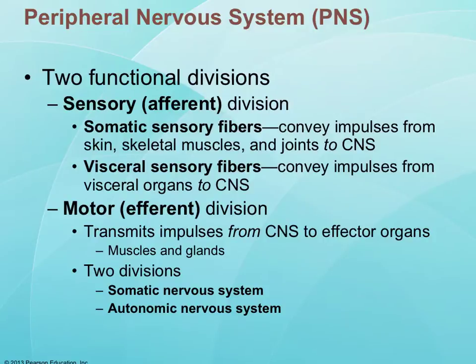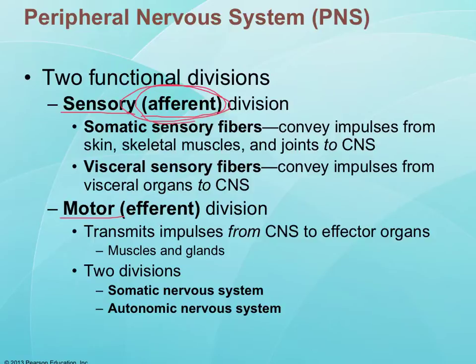And the PNS can be further divided into two divisions by their function. One is sensory, the other is motor. The sensory division contains all the sensory input, and we call that input afferent. Remember the directional terms when we learned in the lab? Afferent means sending information from the periphery, from the organs, from the skin to the CNS. That division contains all the nerves sending information towards the CNS.